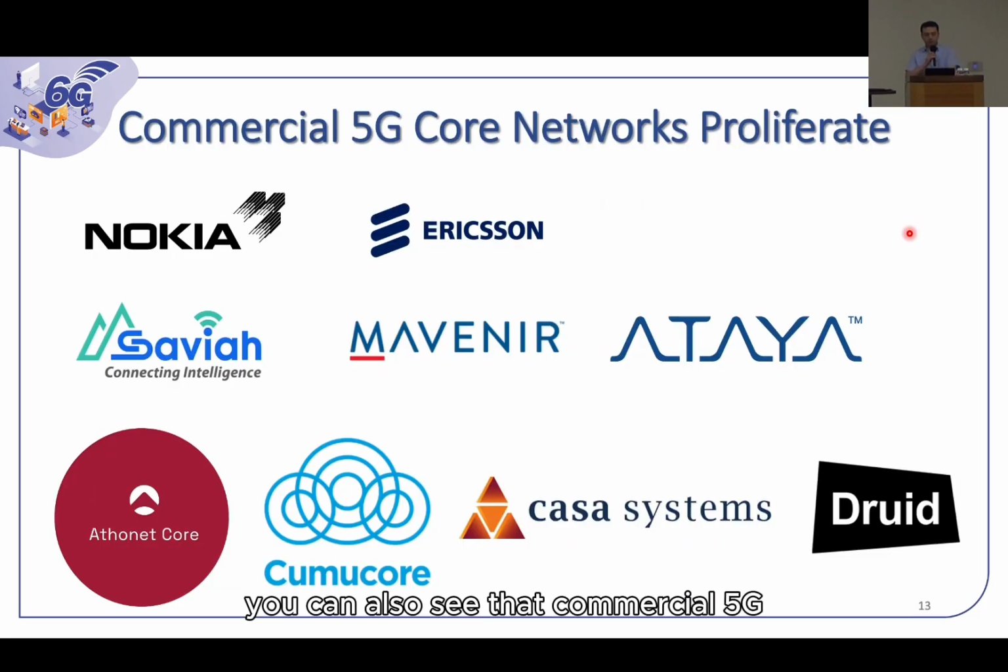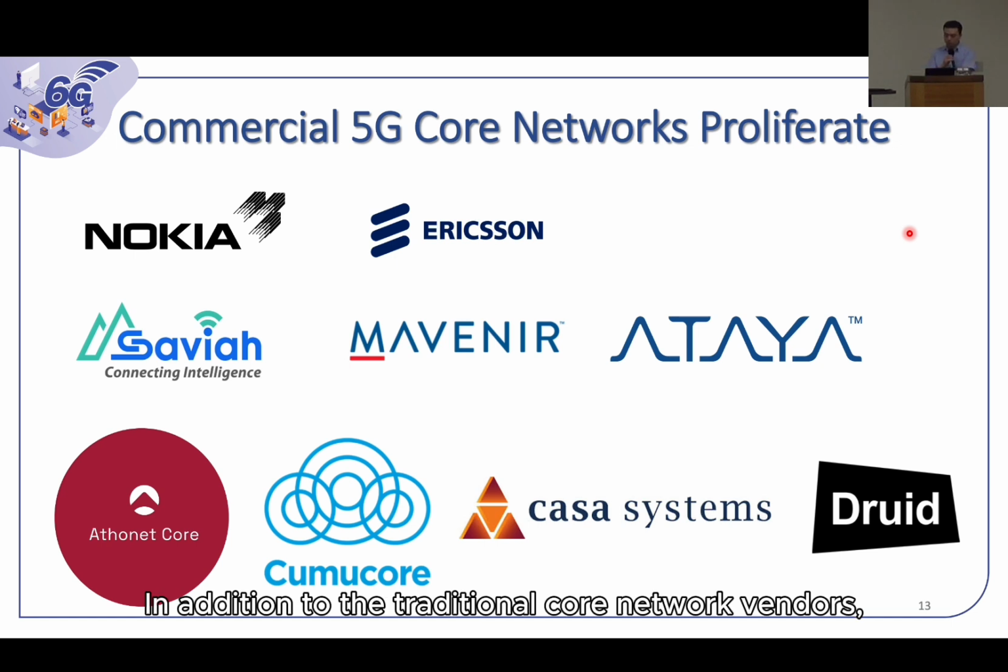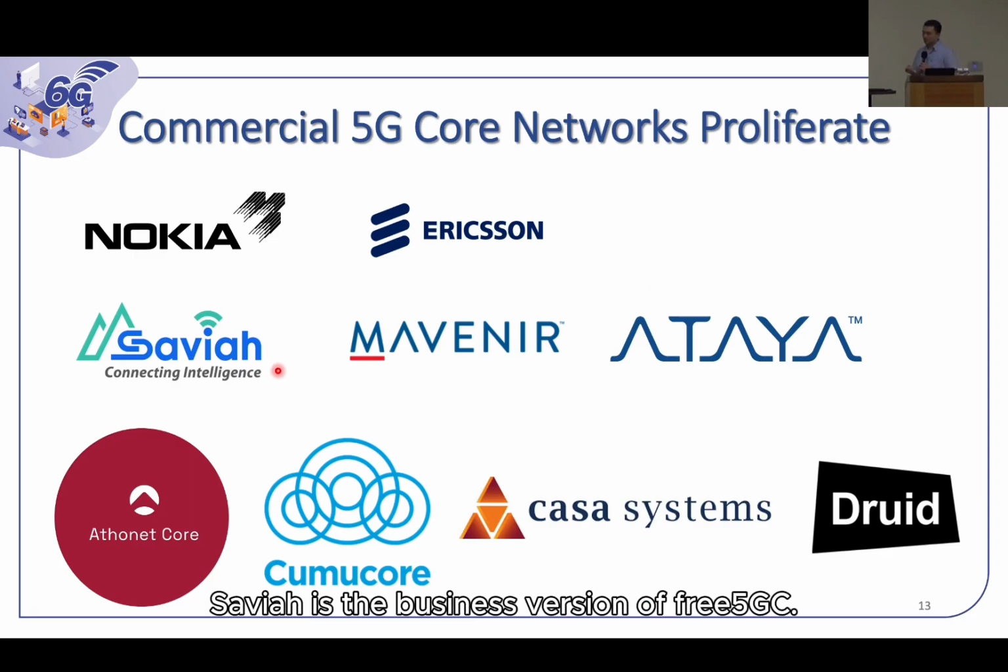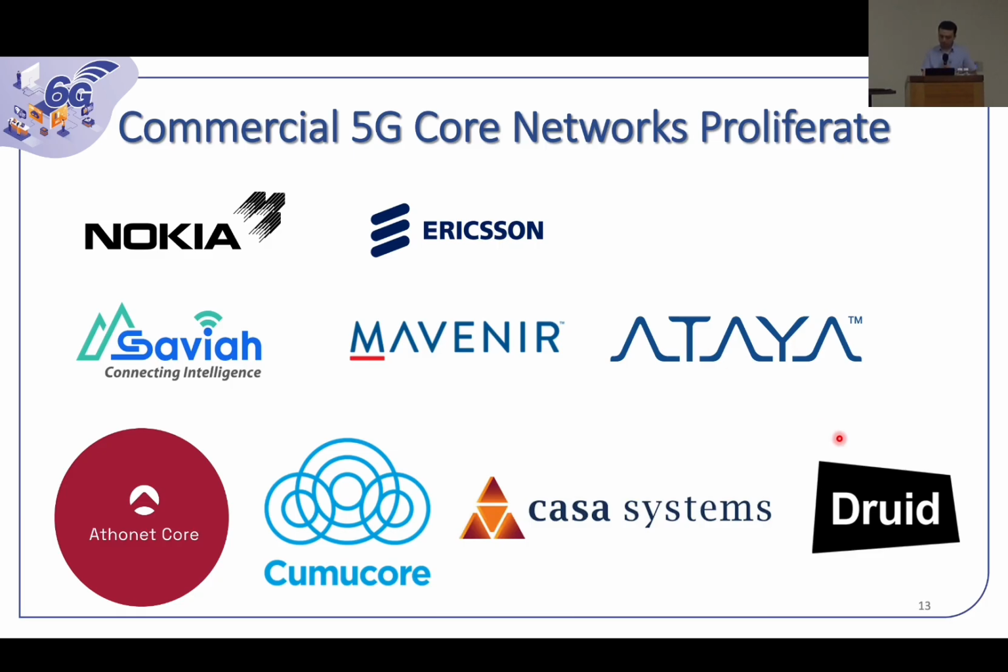And here you can also see that commercial 5G core networks proliferate. In addition to the traditional core network vendors, Nokia and Ericsson, now you can also see we have Savia. Savia is the business version of free5GC, and there are also Ethernet Core, Kumu Core, Casal Systems, and Taiya. This is also one vendor from Taiwan. So you can see there are so many core network vendors appearing since the 5G standards were proposed.